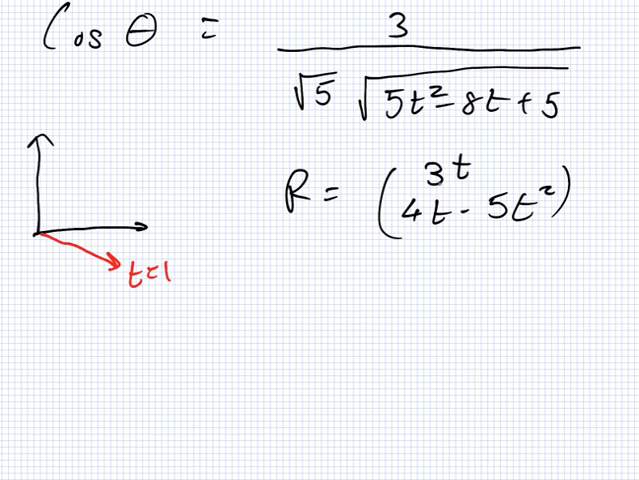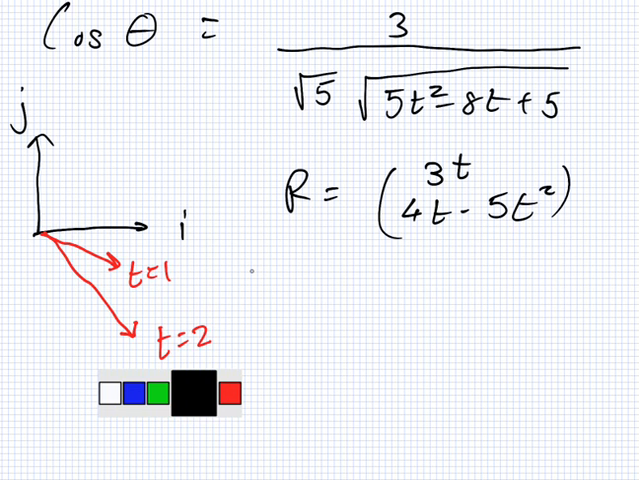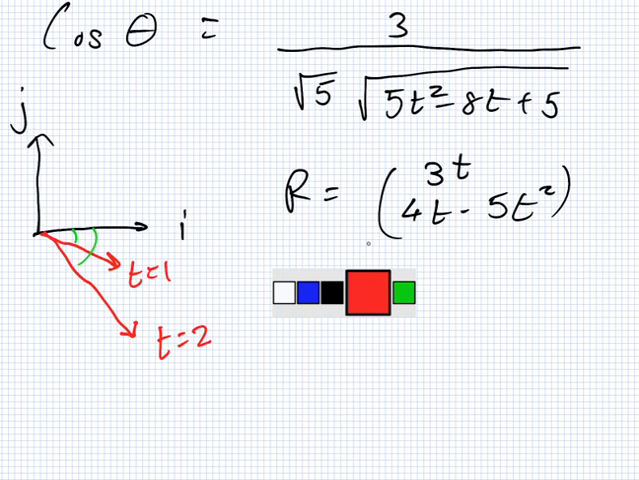And then if I put t equals 2, what do I get? 6 and minus 12. So that would be some vector like this, wouldn't it? T equals 2. So you see that when I put in different t's, I get different vectors, and of course I'll get different angles as well. So what's happening to the angle here? It's increasing, isn't it? Well, it's getting more and more negative with respect to the ground.